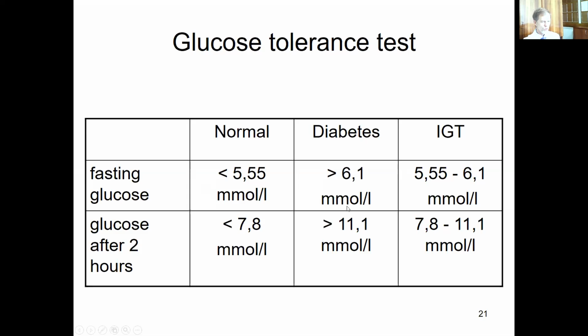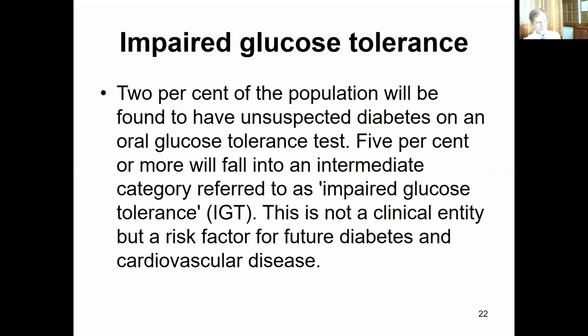But what to do if the numbers are somewhere between? For example, let me say 10. This is not normal, but this is still not diabetes. In this case, we say that this is impaired glucose tolerance. This is not a diagnosis of diabetes, but this is already not normal.